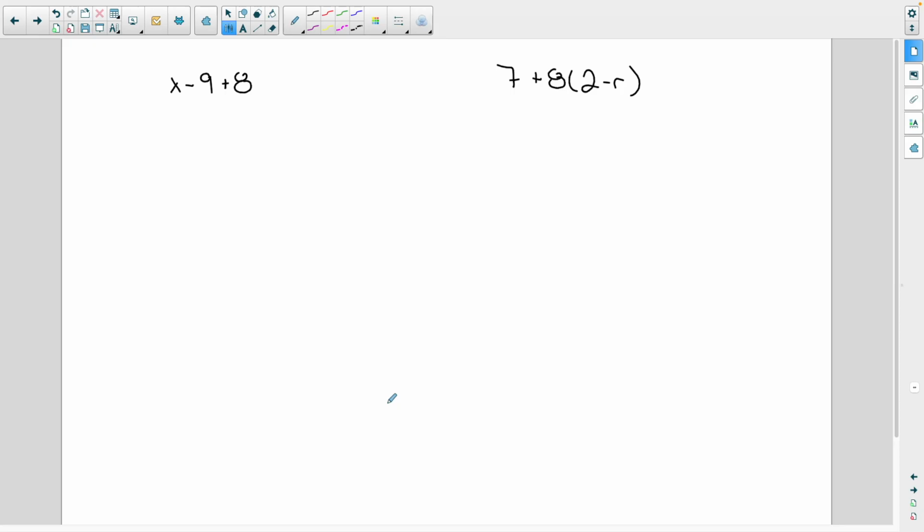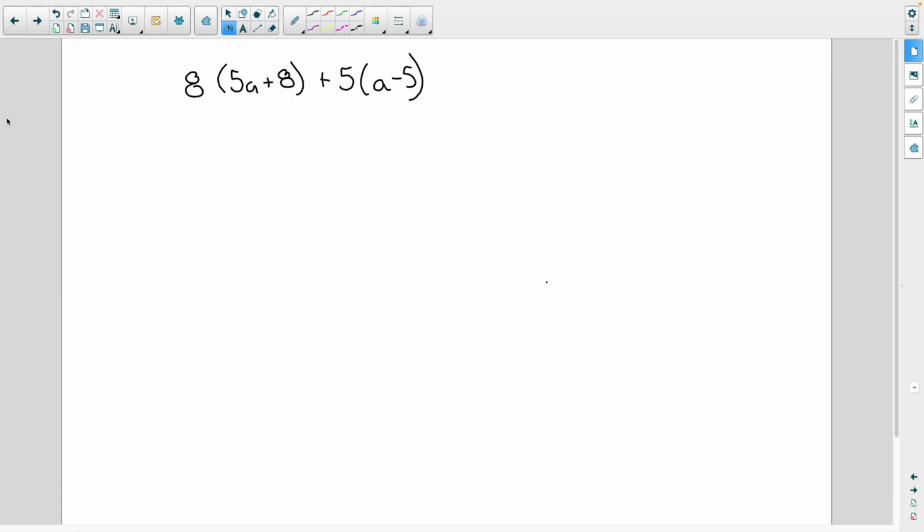Again, we're only combining like terms. Well, x, there is no other x, so that's just there. Negative 9 plus 8, or we can say 8 minus 9, which is minus 1. Now, what we do with parentheses, we want to distribute and get rid of our parentheses. So we say 8 times 2, which is 16. 8 times a minus r, so minus 8r. Add 7 and 16 gives me 23 minus 8r.